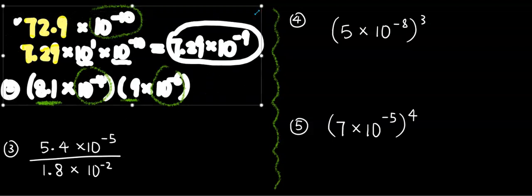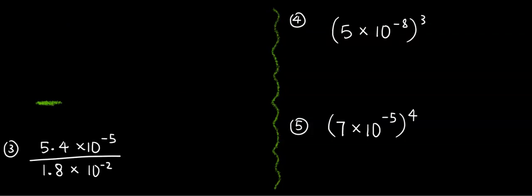The next one, we're going to do division. Same as question 1 and 2, we work with two numbers first. This time we can divide these two first. Go ahead and divide 5.4 divided by 1.8. I have 3. How about you? Good. All right, so 3.